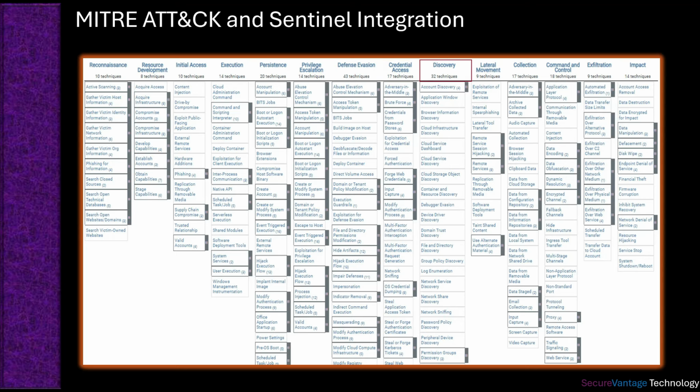The objective of the discovery phase is to identify internal network resources and systems. Attackers map out the internal environment by identifying key assets, network configurations, and other critical information that can be used to plan further attacks. Techniques used are network service scanning, system information discovery, account discovery, and remote system discovery.